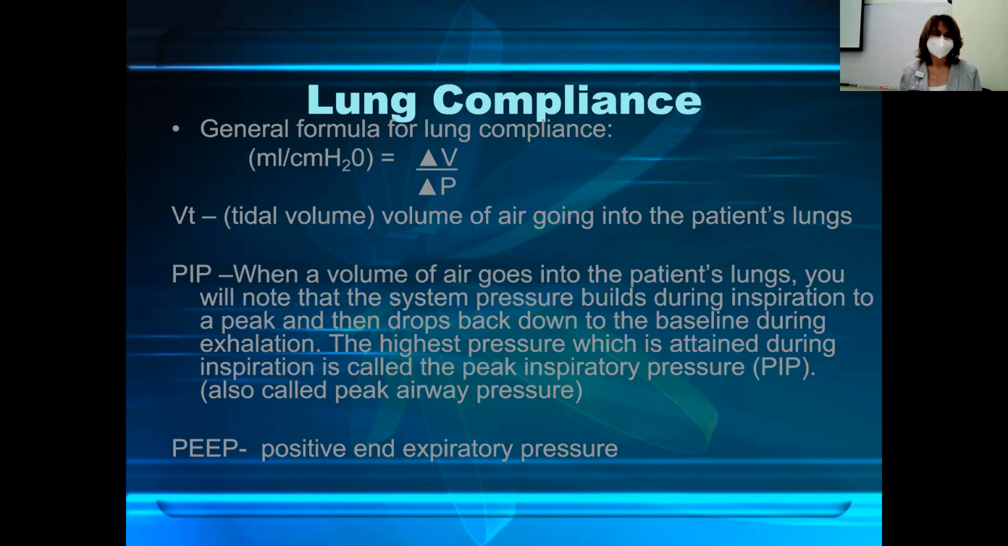I'm going to explain it some more. All right, so here it says VT or tidal volume is the volume of air going into the patient's lungs. PIP. When a volume of air goes into the patient's lungs, you will note that the system pressure builds during inspiration to a peak and then drops back down to the baseline during exhalation. The highest pressure which is attained during inspiration is called the peak inspiratory pressure.